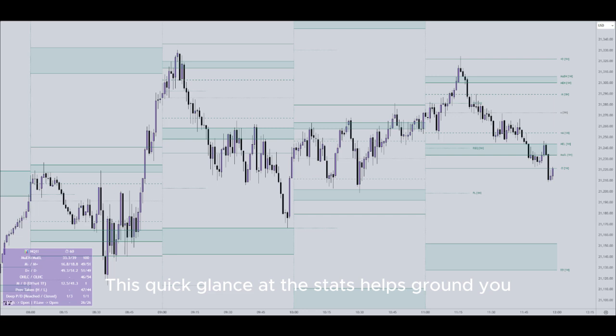This quick glance at the stats helps ground you when the screen's noisy. This box gives structure. The stats table is a compact overlay. It shows recent structure at a glance. Highs, lows, ranges, etc. Turn it on for quick bias context. Adjust the style. Light or dark, bold or small. Make it match your chart. It's not essential. But when used well, it sharpens your flow.